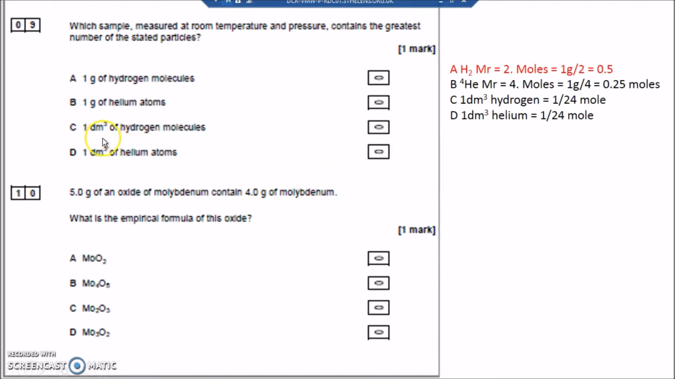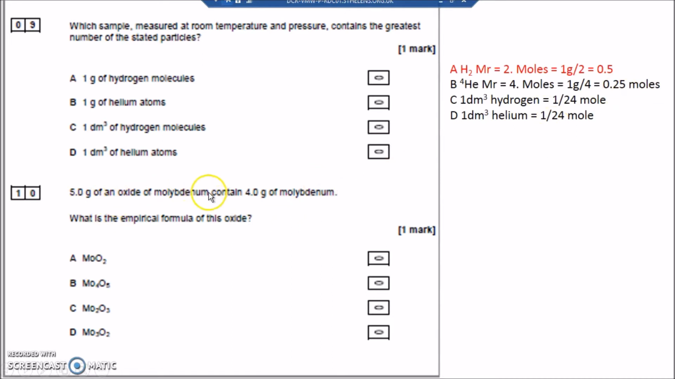And now here you need to know at room temperature and pressure, any gas, doesn't matter whether it's hydrogen or helium, 24 decimeter cubed is 1 mole. So 1 decimeter cubed is 1 divided by 24 of a mole. It doesn't matter whether it's hydrogen, helium or any other gas. So your answer is A, has the largest number of moles and therefore the largest number of particles.